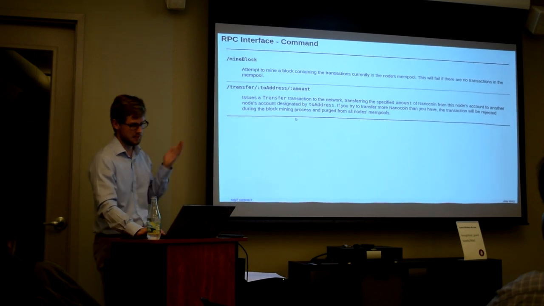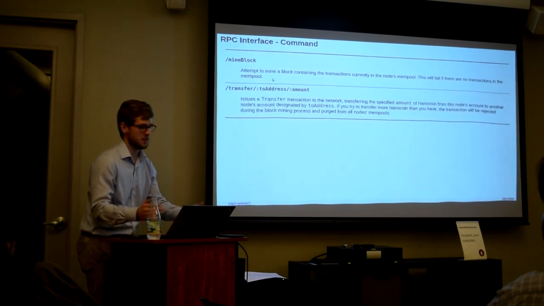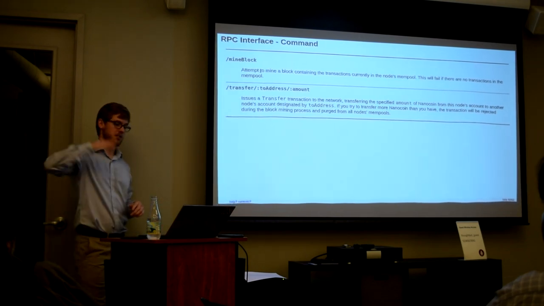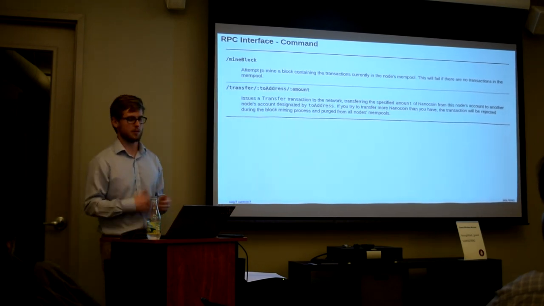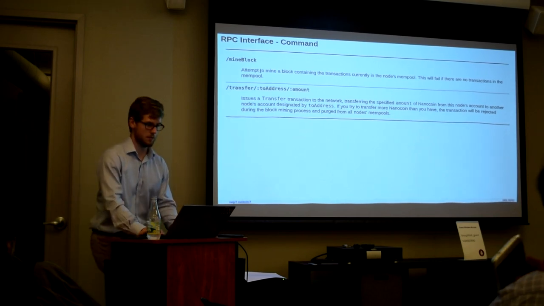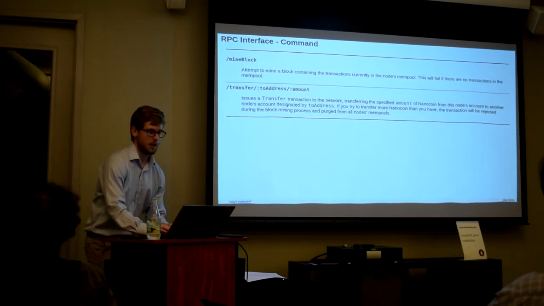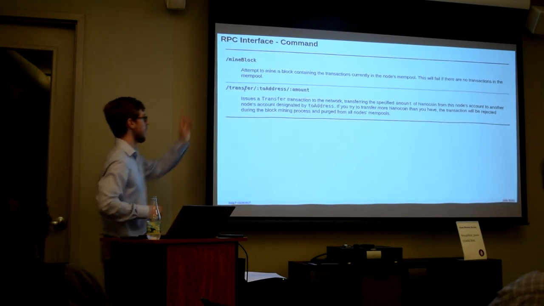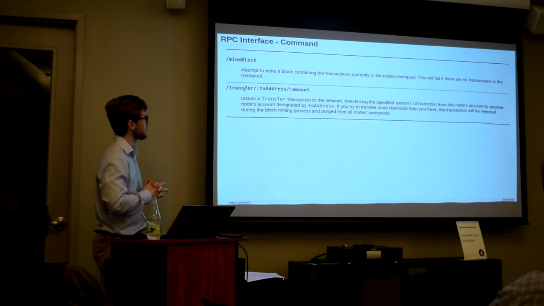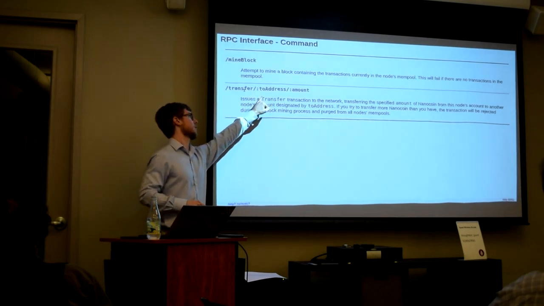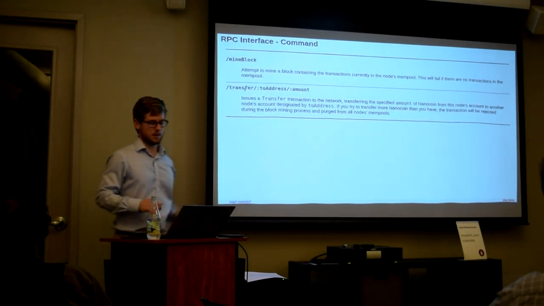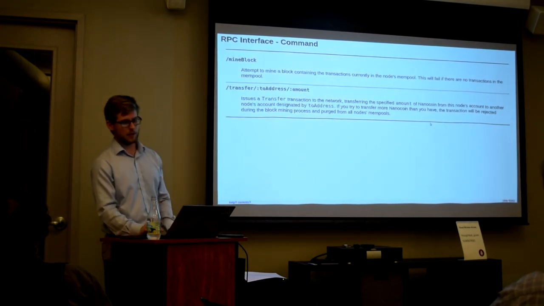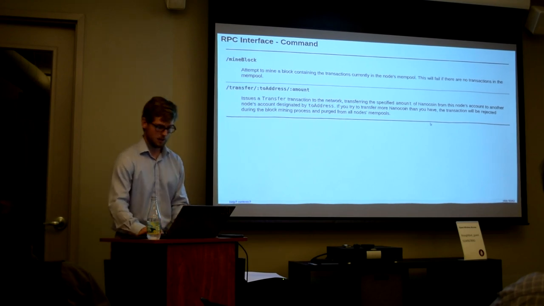And then there are two things you can tell a node to do. One of them is to mine a block, given the current transactions in its mempool. So you might want to check its mempool first to make sure there are transactions, otherwise it won't mine a block. And then you can transfer. This transfer uses the implicit public key of the node, so you don't have to specify the from, it's just the node that you're executing it on. You specify what address to send to, and how much nanocoin you want to transact. If you transfer more nanocoin than you have, the transaction will be rejected, so don't do that.